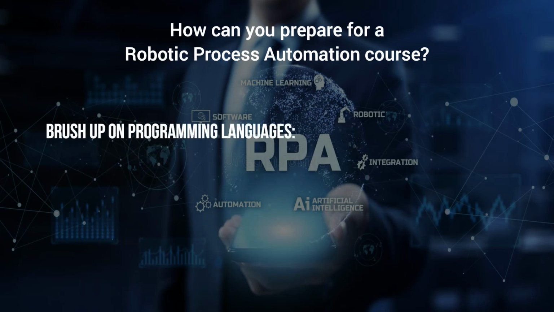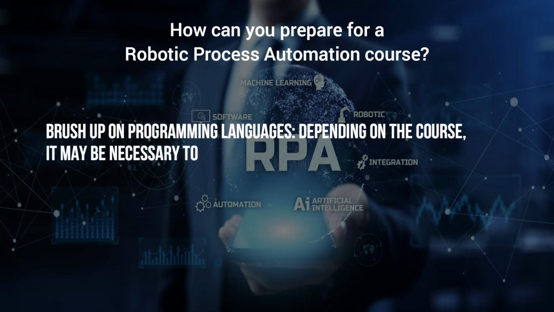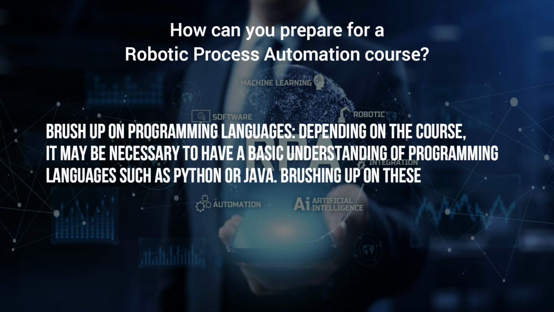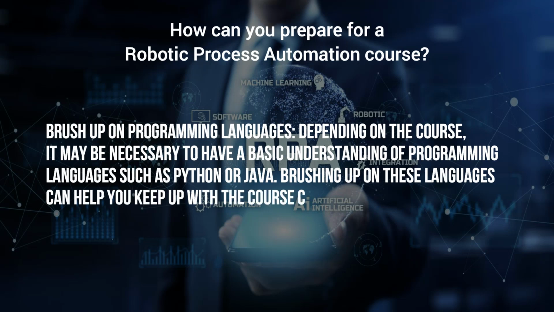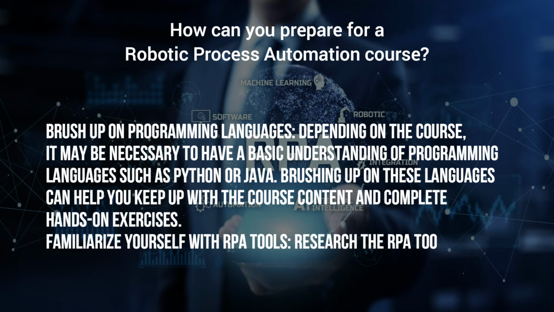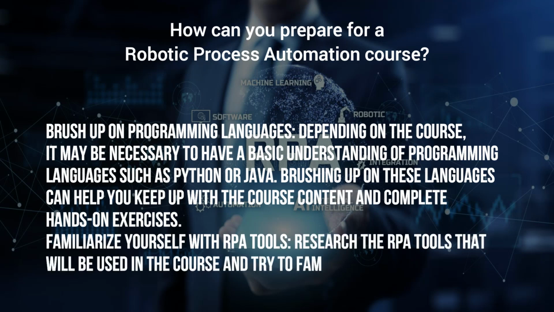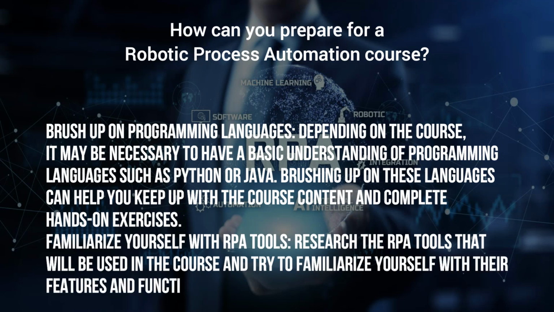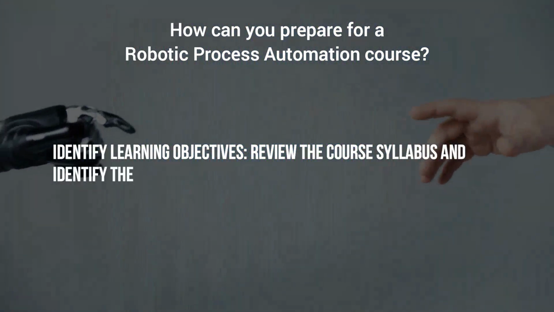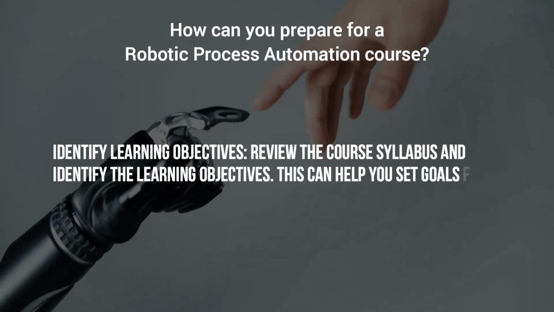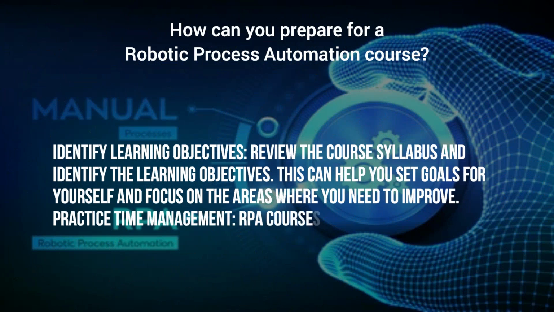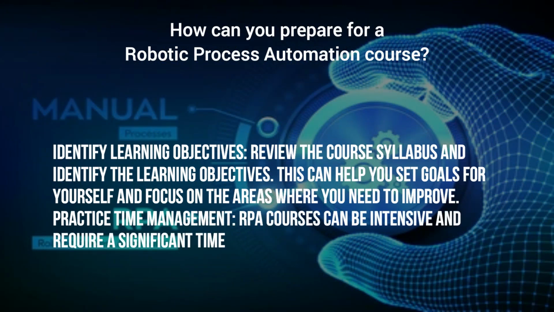Brush up on programming languages. Depending on the course, it may be necessary to have a basic understanding of programming languages such as Python or Java. Brushing up on these languages can help you keep up with the course content and complete hands-on exercises. Familiarize yourself with RPA tools. Research the RPA tools that will be used in the course and try to familiarize yourself with their features and functionalities. Identify learning objectives. Review the course syllabus and identify the learning objectives. This can help you set goals for yourself and focus on the areas where you need to improve. Practice time management. RPA courses can be intensive and require a significant time commitment.